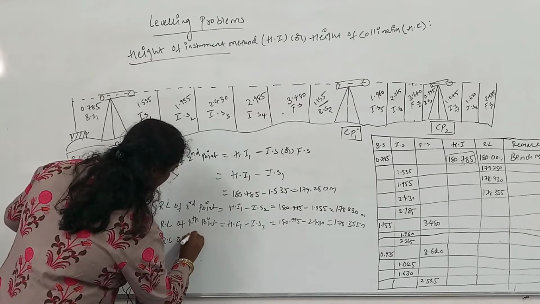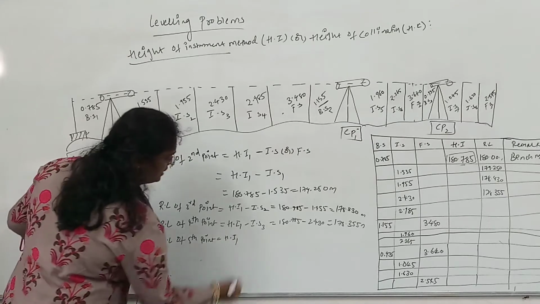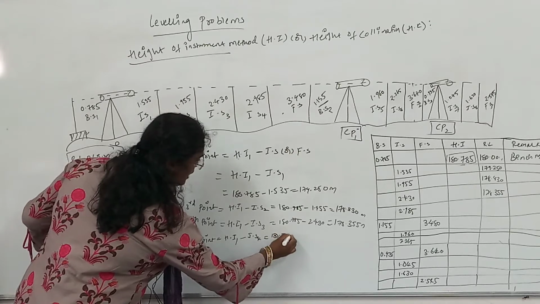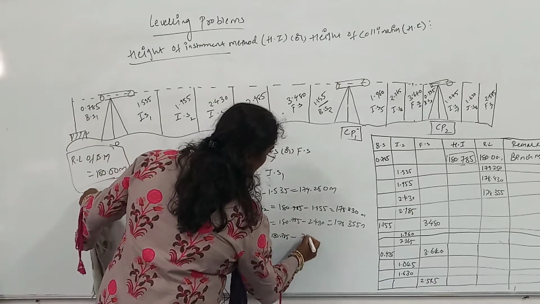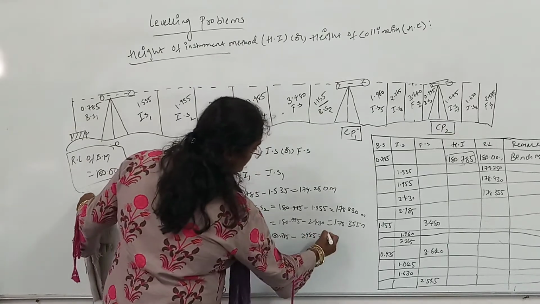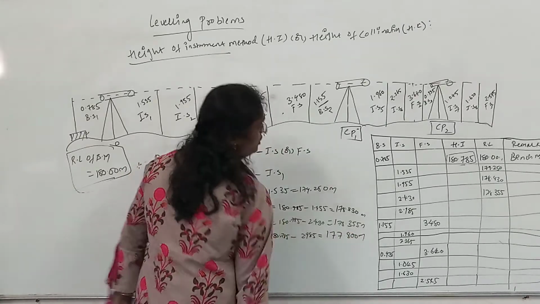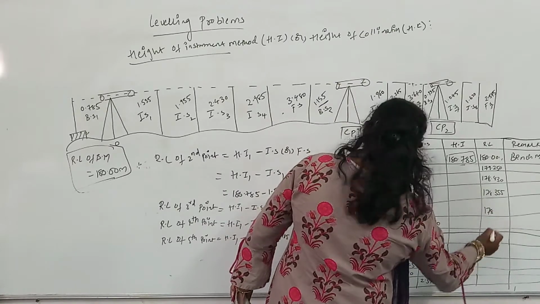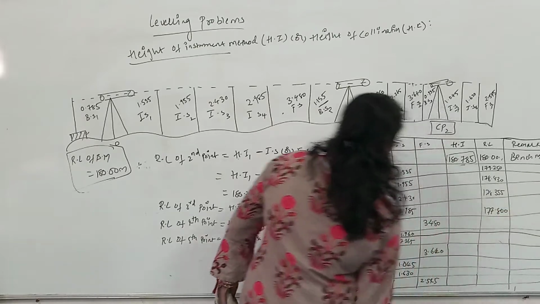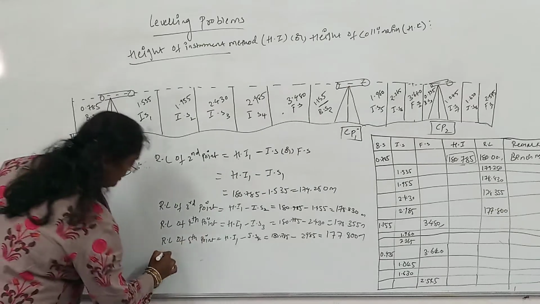Next, RL of the fifth point. What is the value here? Height of instrument 1 minus intermediate sight 4. 180.785 minus 2.985 is 177.800 meters. Now this is the last value before changing the point.